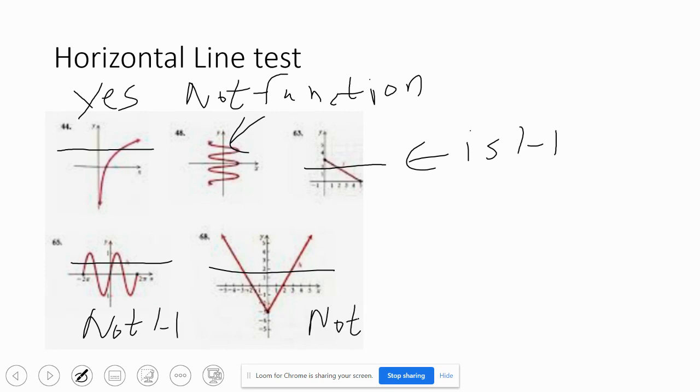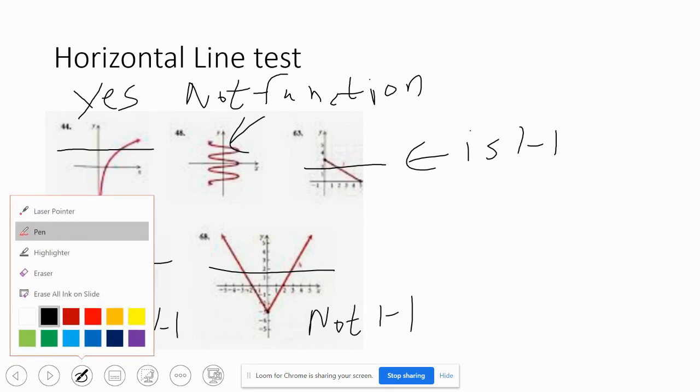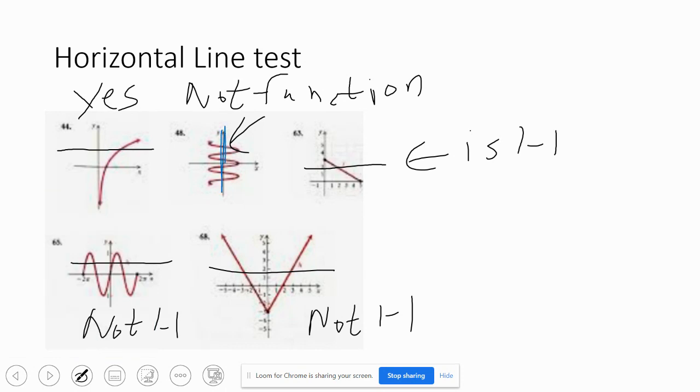And you use the horizontal line test. Over here, just remember I use the vertical line test. It's not even a function, so I don't even spend my time checking to see if it's one-to-one. Say it again, it's not a function. Don't even check to see if it's one-to-one. I apologize for the bell.